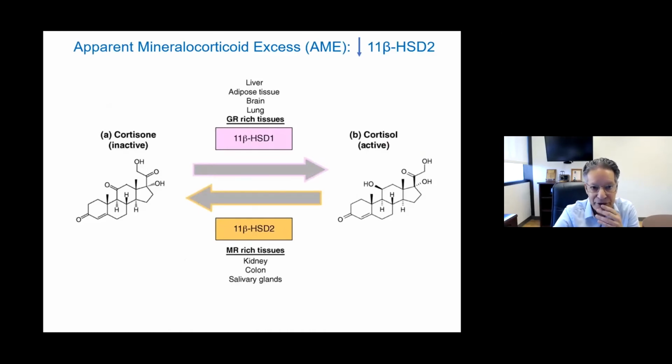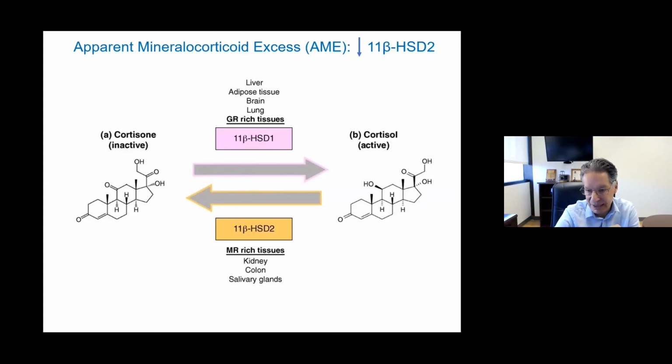What about apparent mineralocorticoid excess, the next disease? Well, that's due to a decrease in an enzyme called 11-beta-HSD2. Now, in order to understand what's going on here, it turns out that there are tissues that have the first enzyme, 11-beta-HSD1, and then there are other tissues like the kidney, colon, and salivary glands that have 11-beta-HSD2. Now, the ones that have the first enzyme have a lot of cortisol in the tissue, and they create the cortisol from cortisone, which is inactive. It doesn't bind to the glucocorticoid receptor with any great affinity, but the cortisone is converted to cortisol, where it's active. The kidney has the opposite.